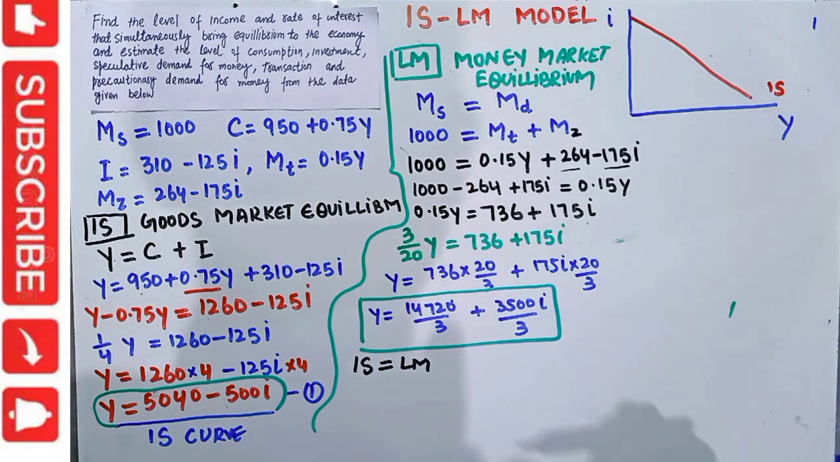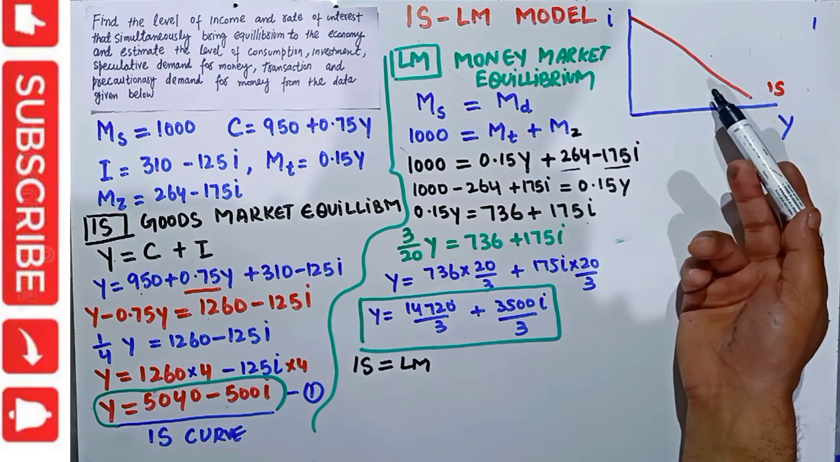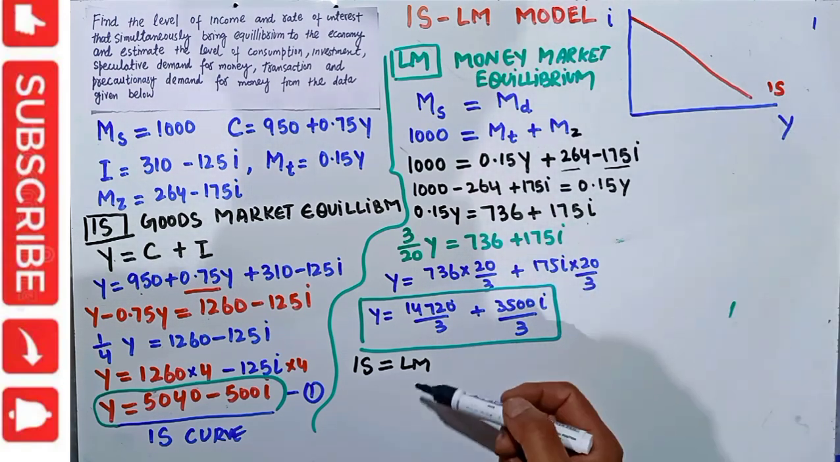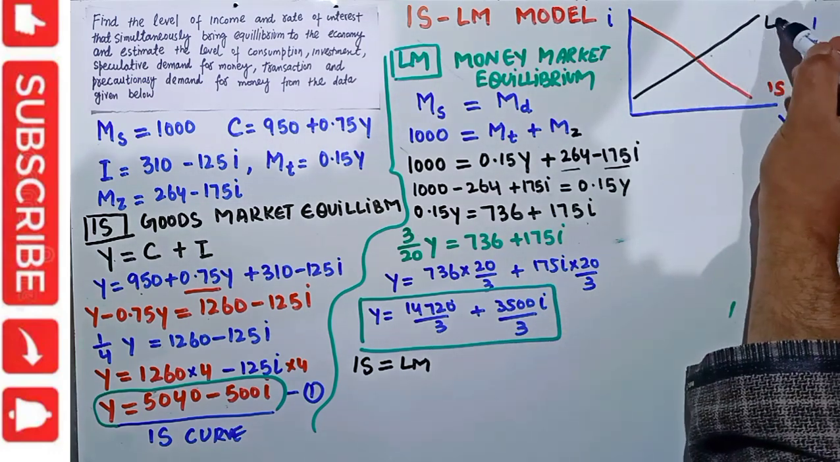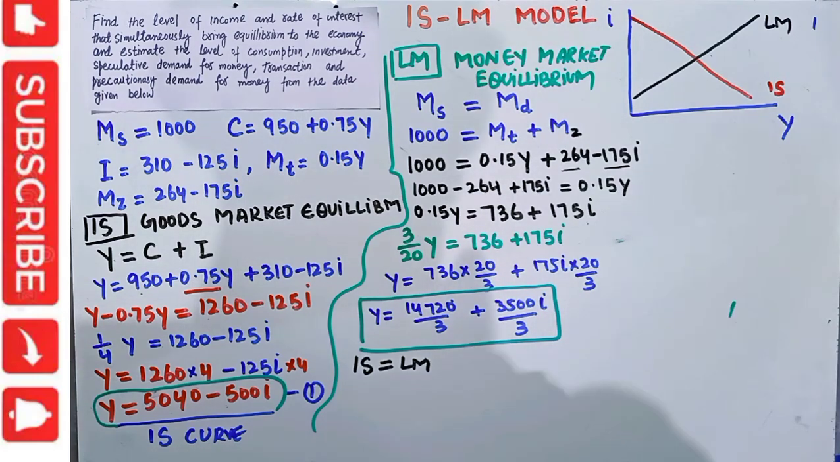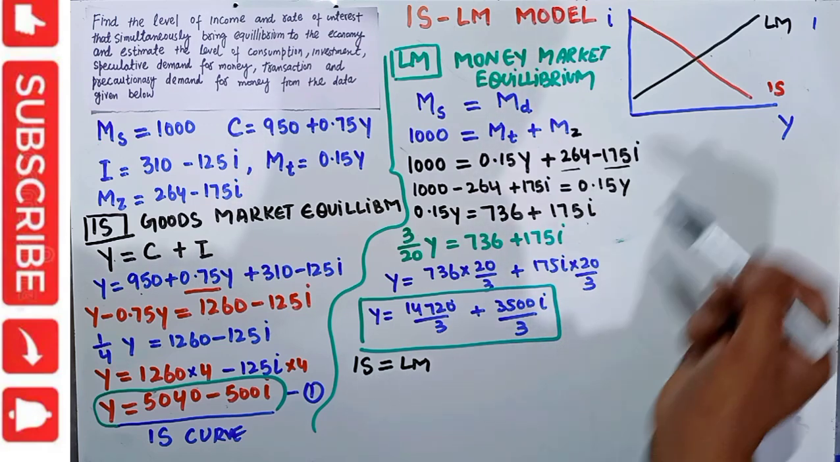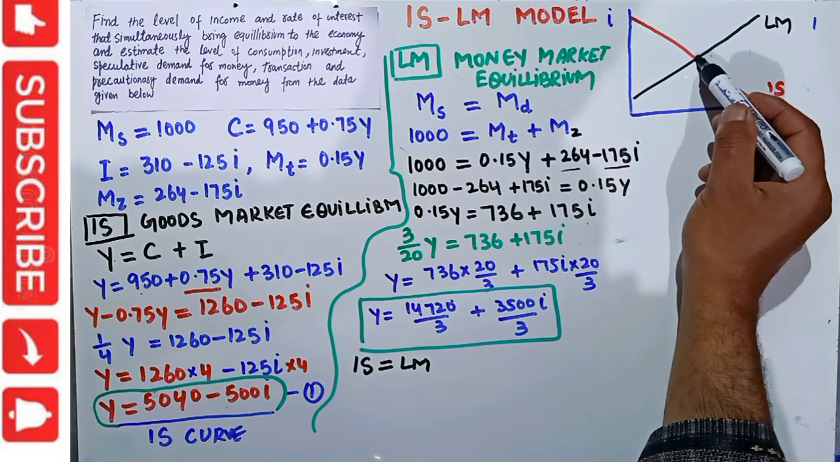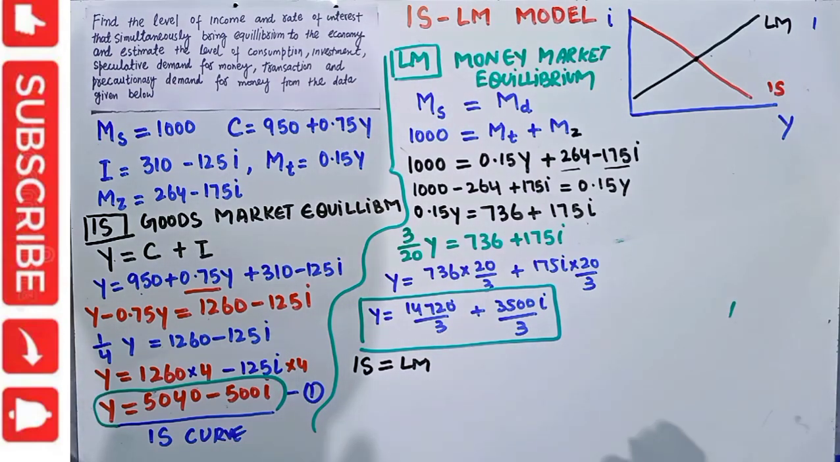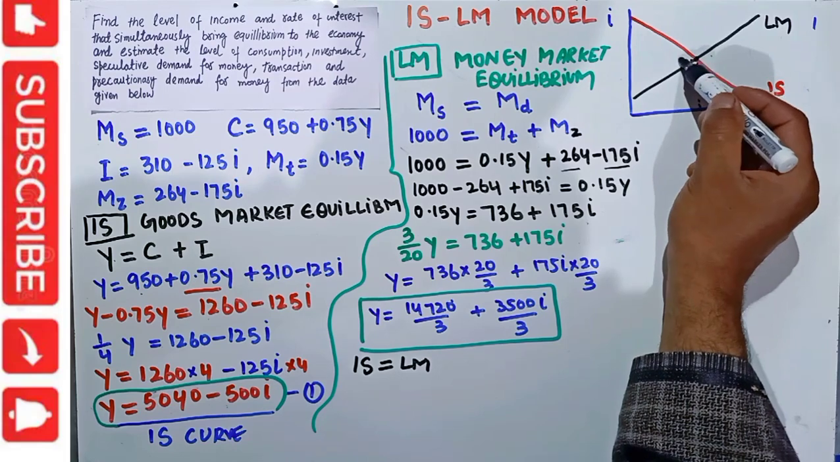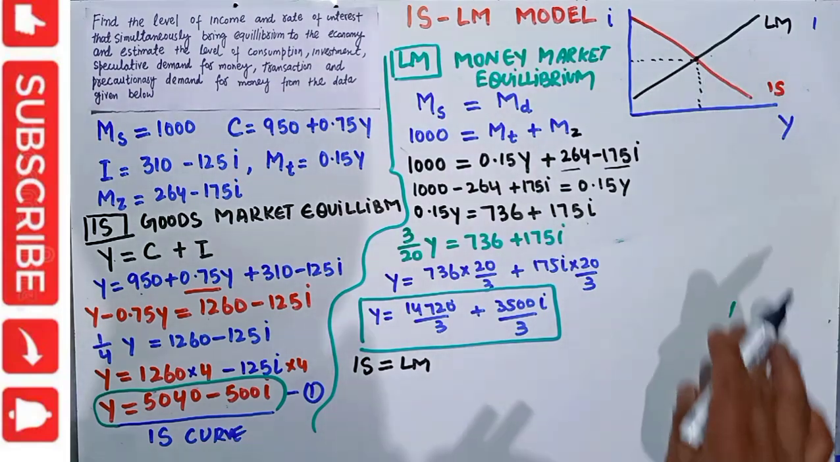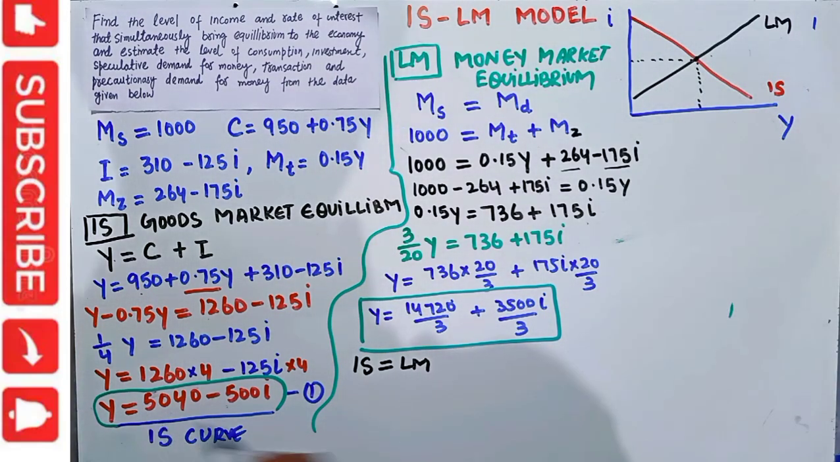This red line shows us the IS function, and this, let us draw it here, this is our LM function. So simultaneous equilibrium requires that IS should be equal to LM, and it occurs where these two curves intersect with each other. So we need to find out the level of income and corresponding rate of interest when they intersect with each other.